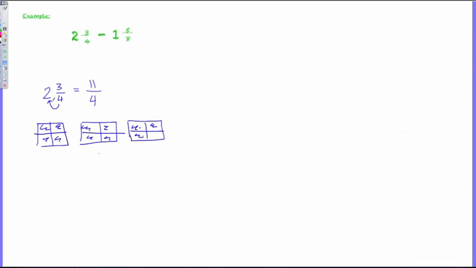So if you multiply this one, and then you add on the top. So multiply by the bottom, add on the top. Okay, so 4 times 2 is 8, 8 plus 3 gives me 11. So that's 11 quarters. If I use the same method for 1 5/8, how many eighths are in 1?